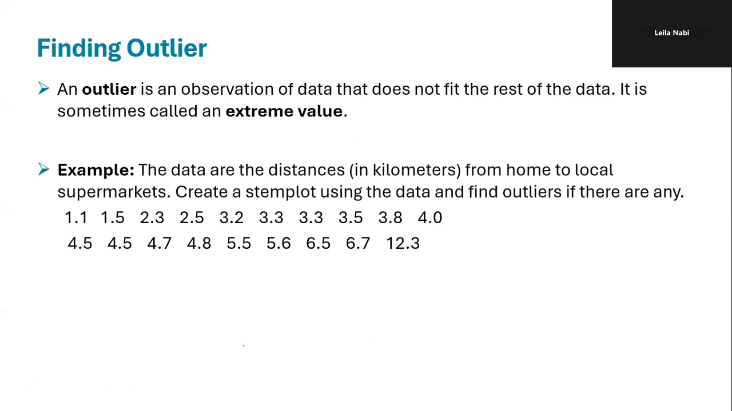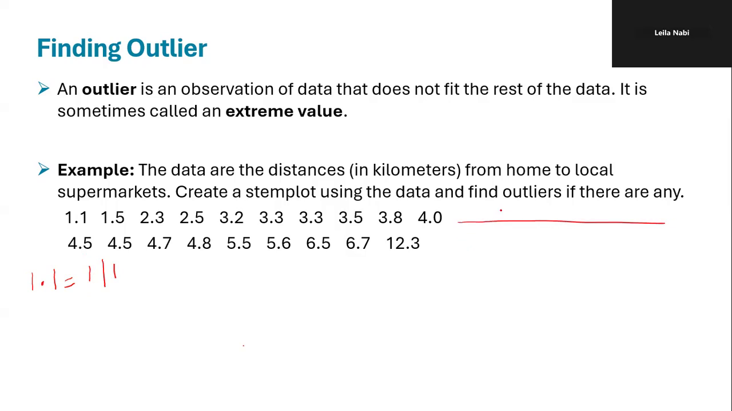For example, I want to use a stem and leaf plot to find if there is any outlier in this data set. These numbers are decimals. I can use a stem and leaf plot for decimals as well. If I want to show the key, I say 1.1 in this data set shows as 1 and 1. That means the first number goes for the stem, the second number, the decimal part, goes for the leaf.